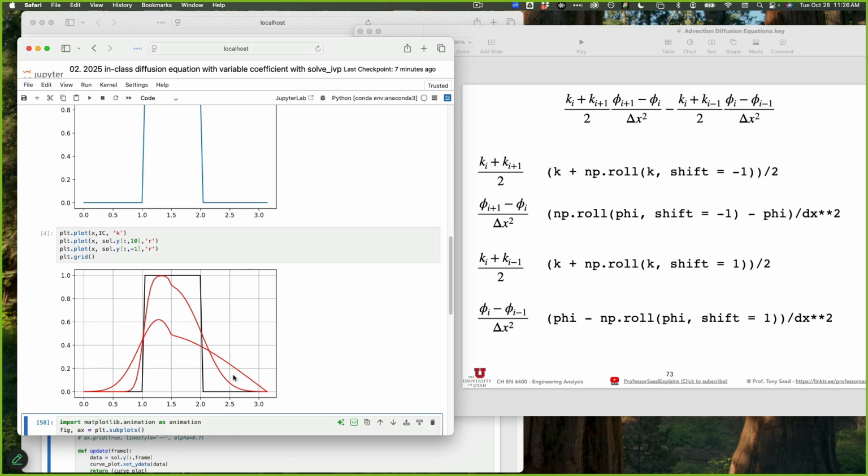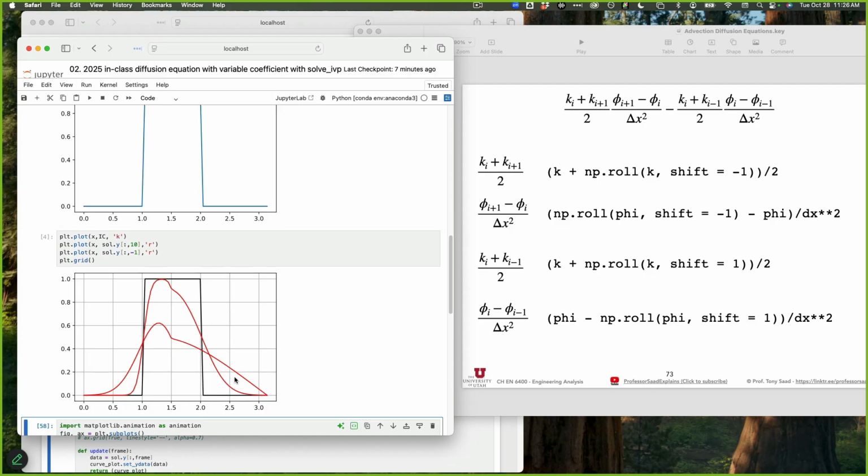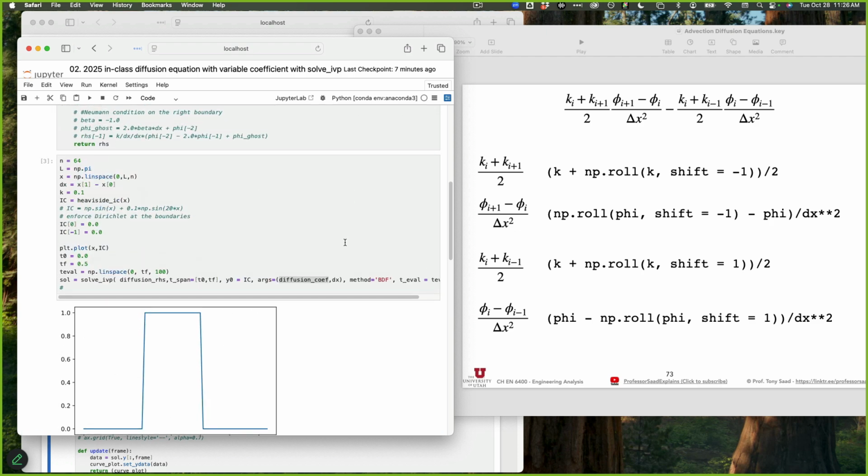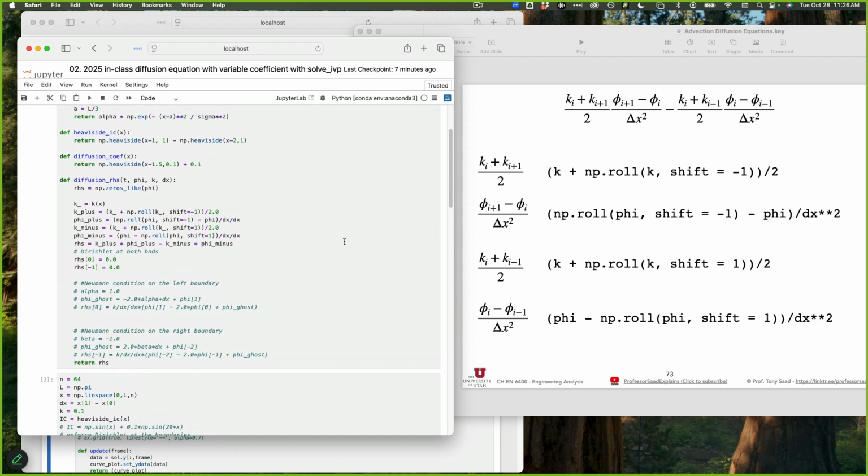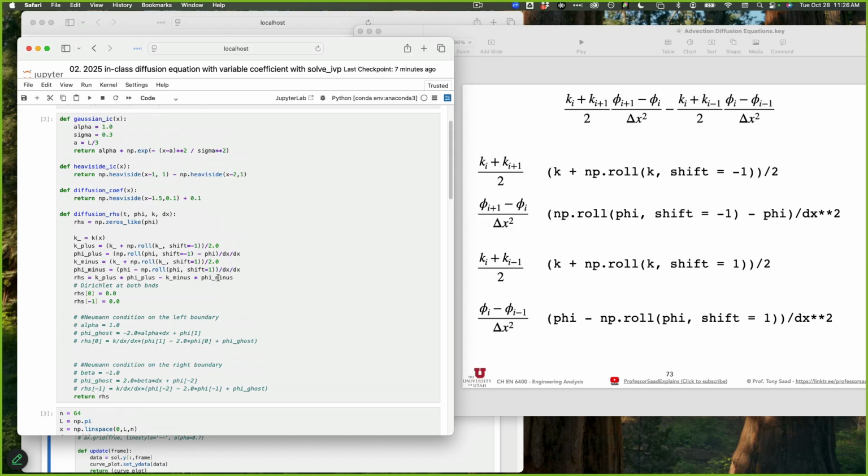Did you guys get this result? Yes? No? Okay, who wants me to go back to the code up here? Feel free to just speak up. I can't see what's on your laptops, your computer, or your code.